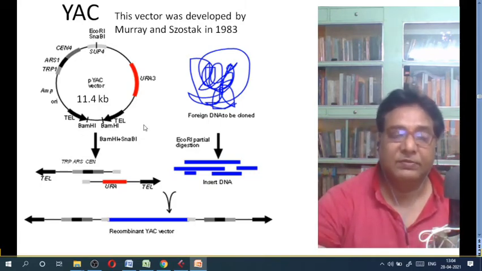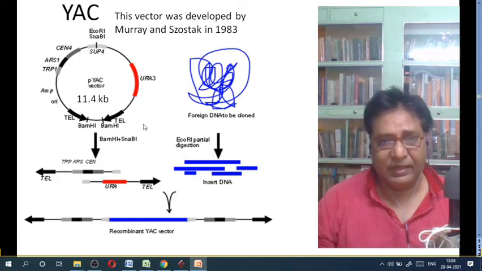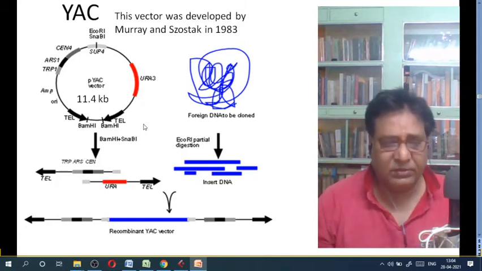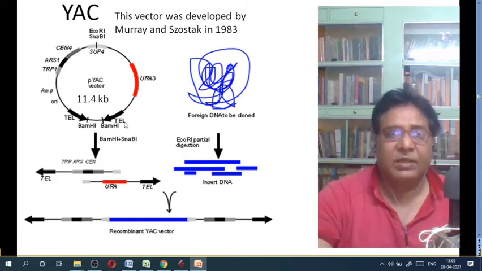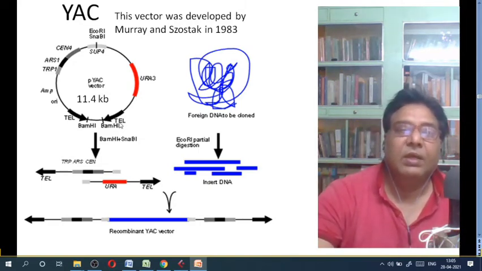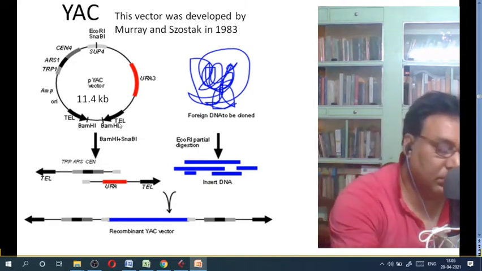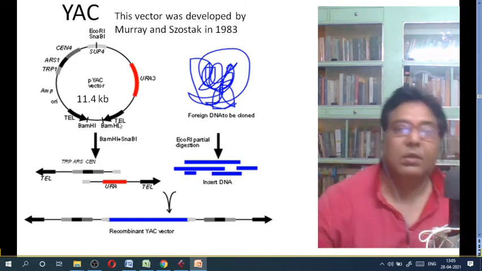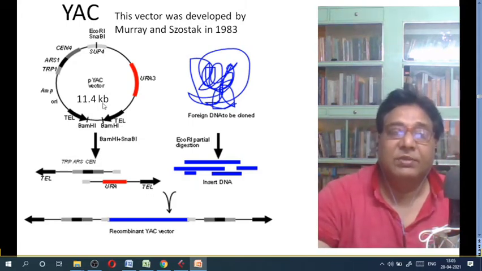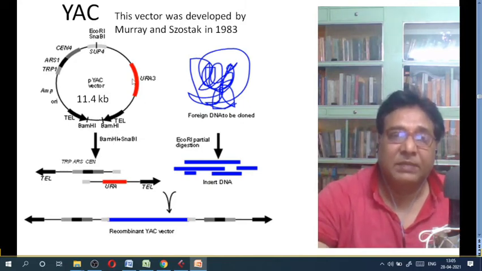Telomeres are responsible for the maintenance of the chromosome. There are three important functions of the telomere, but here I will not discuss those. In this BAC vector, when you go for cloning, you have to digest it at this BamHI site so that it becomes linearized.